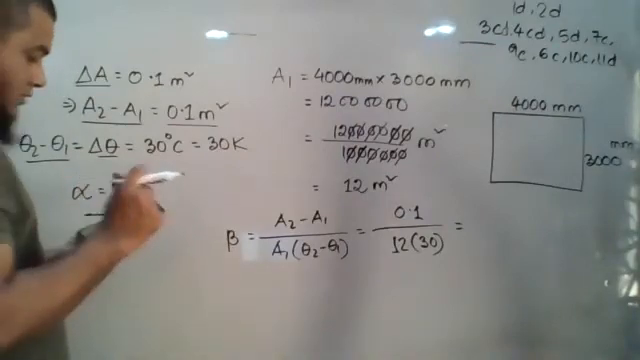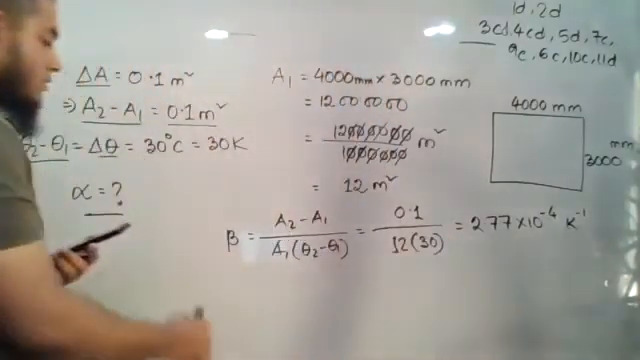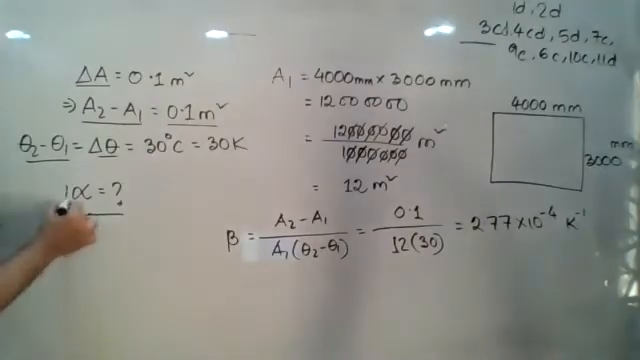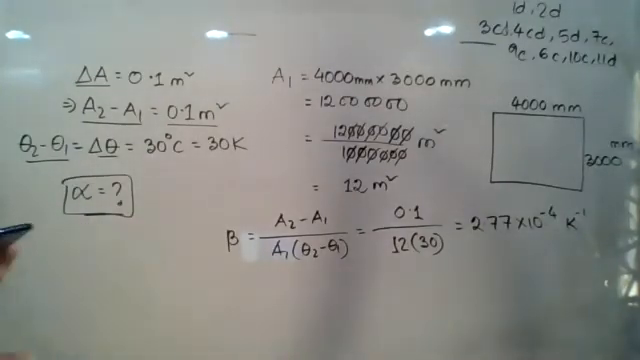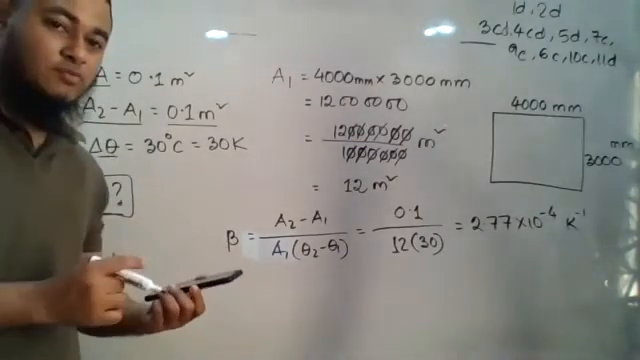The answer should be equal to 2.77 into 10 to the power minus 4 per Kelvin. Now this is the value of beta, but we need the value of alpha. As I told you, when I was solving a problem, I was also puzzled because that problem contained a similar type of problem.